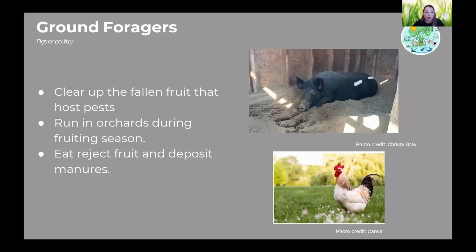When we're talking about ground foragers, we can talk about chickens or swine, pigs. These are species that can come in and clear out fallen fruit and feast on any larvae that may have accumulated during that time. They can be returned back out into the orchard for relatively short periods of time while the fruit is falling and accumulating quicker than it is decomposing.